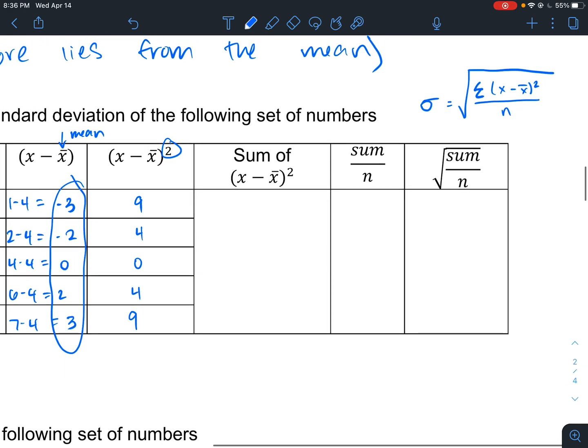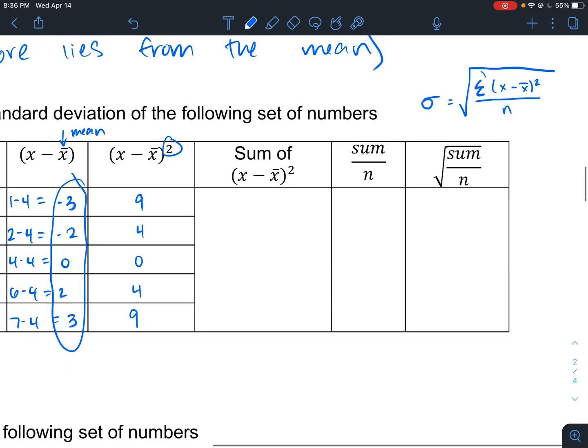Okay. So again, that's like this part right here. That's what we just found. Now this means add them all together. So this is the sum. It wants us to find the sum of all of these numbers, the sum of those numbers. So if we add these all up together, we should get 26.